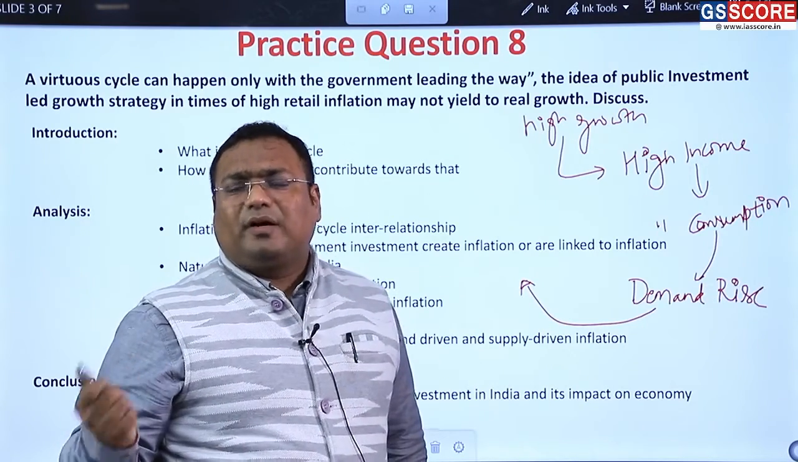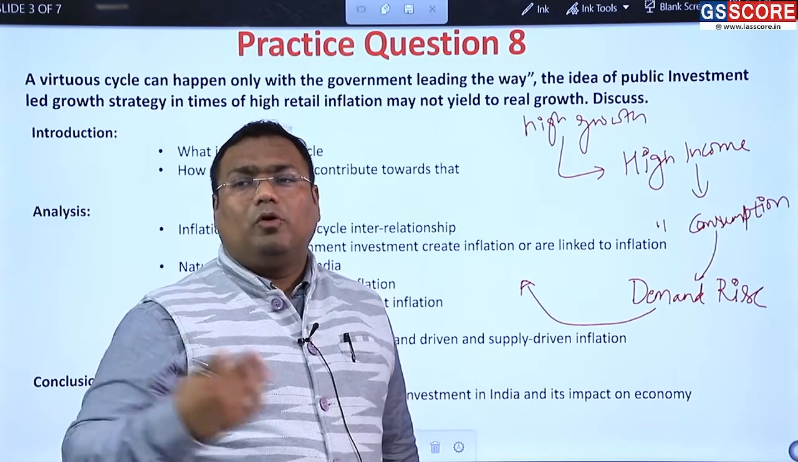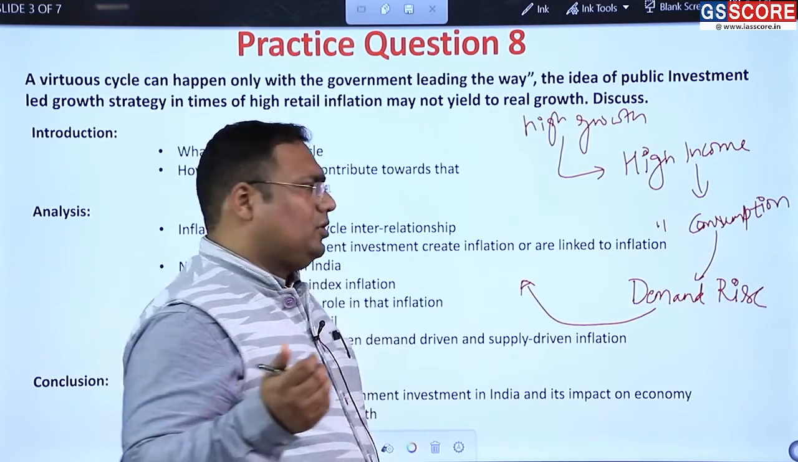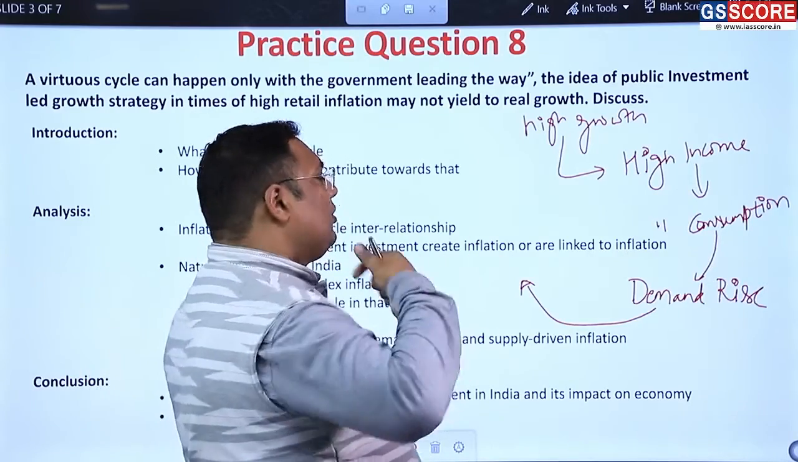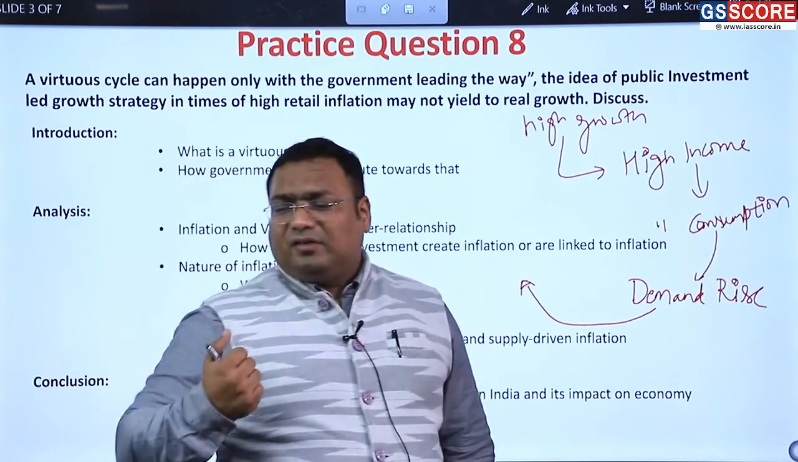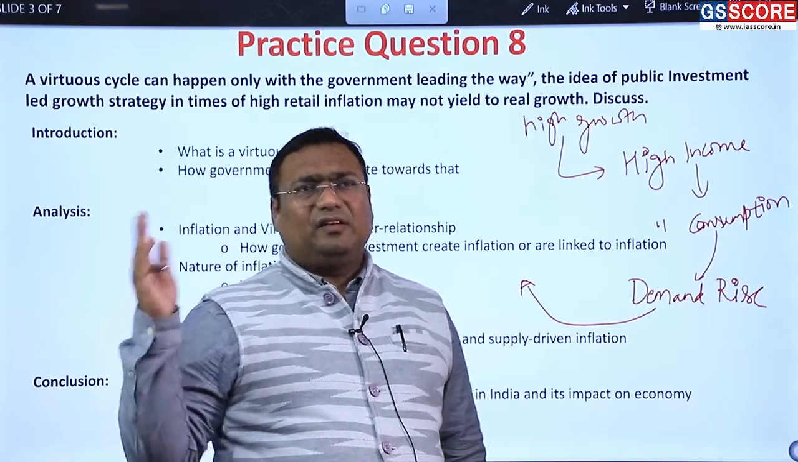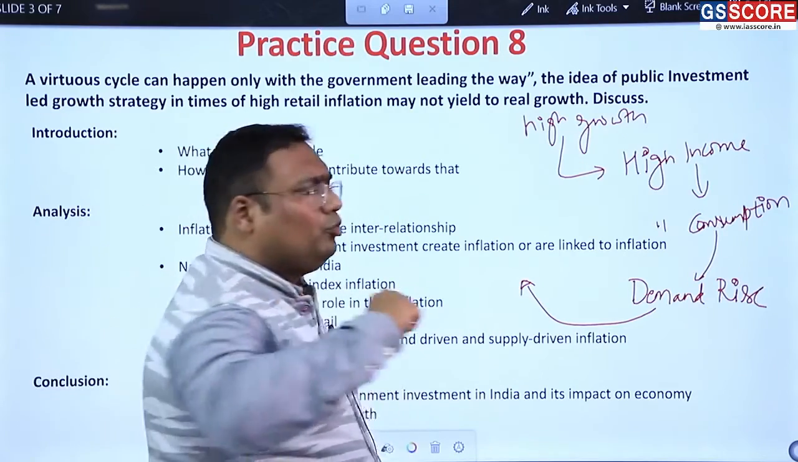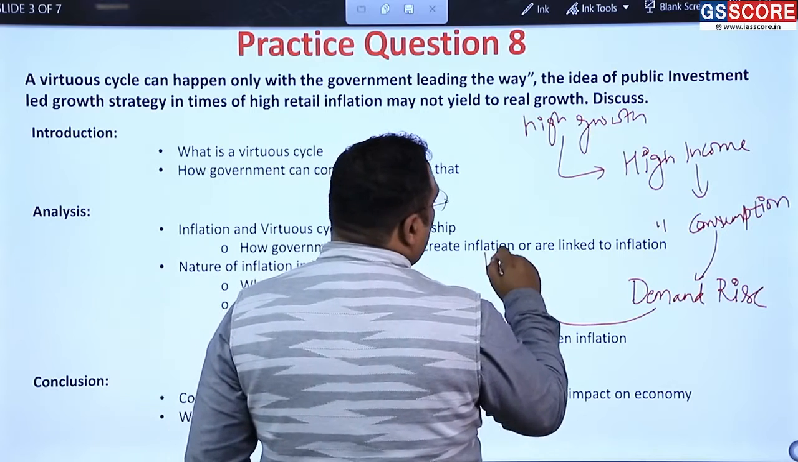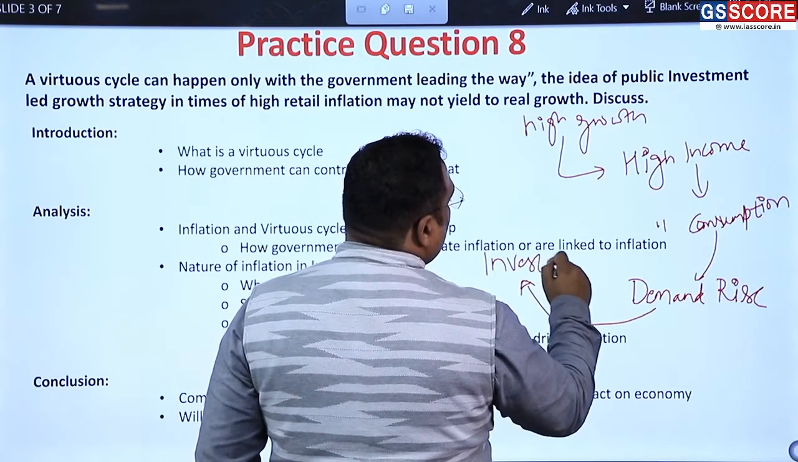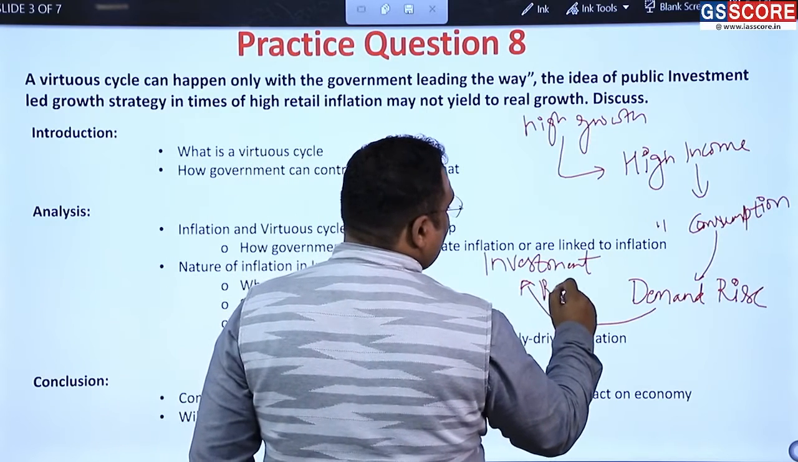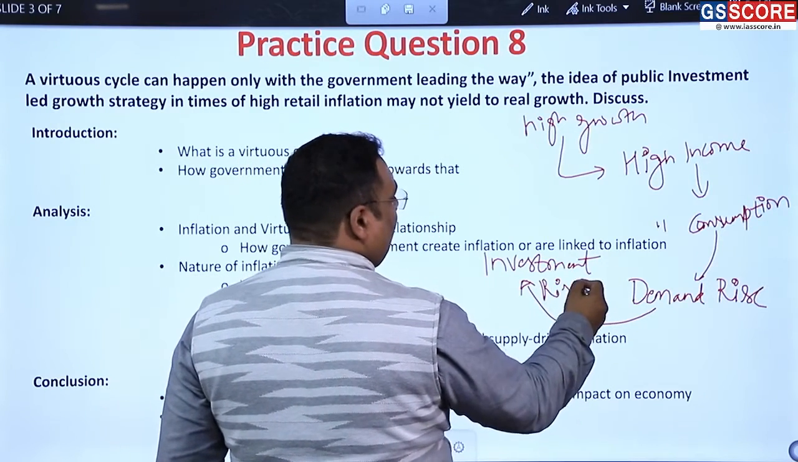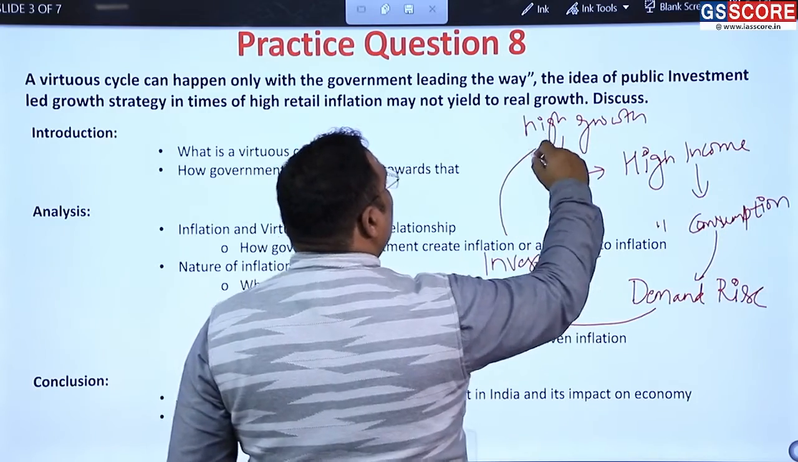The businesses expect more turnover, more business in future. Okay, the companies, the firms, they expect more business in future because demand is increasing. As a result, they open more factories. As a result, they invest in order to cater to more demand. So this automatically increases more investment. Okay, investment rise. And if investments are going to increase, this will create even higher growth.